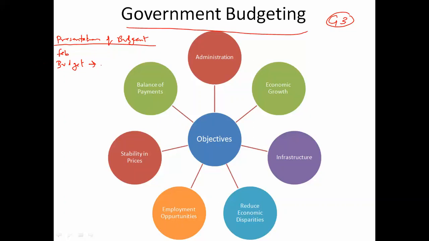Budget is the annual statement of receipts and expenditure, or annual statement of expected receipts and expenditure for the coming financial year. Suppose budget is presented in February, it means it is for the next financial year starting from April and ending in March.